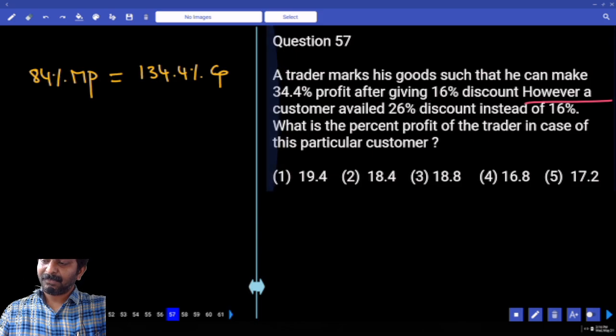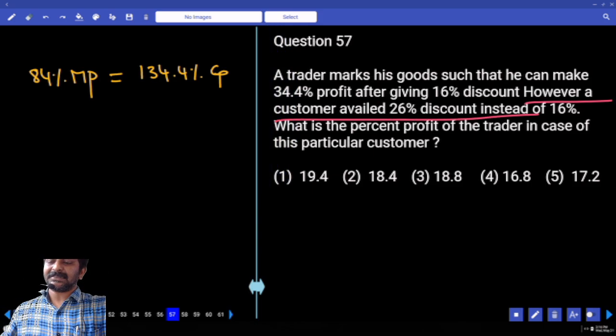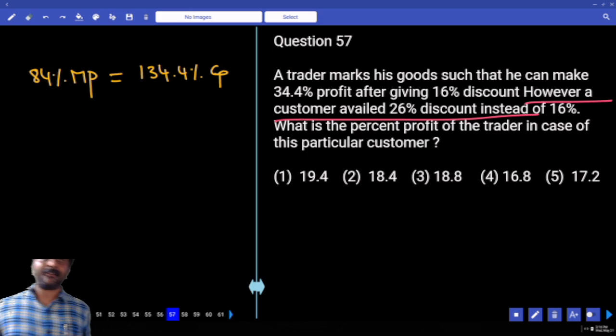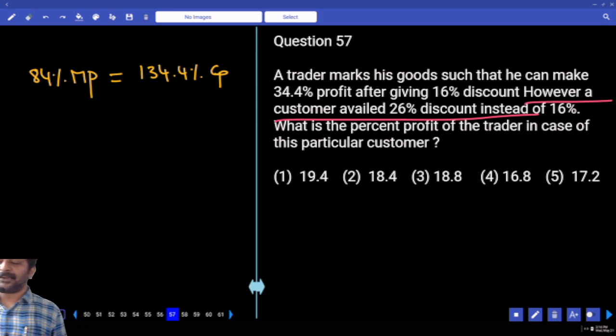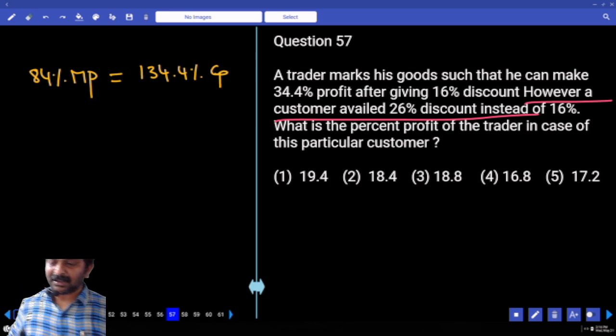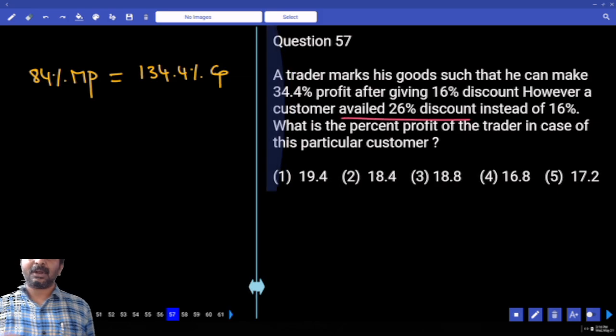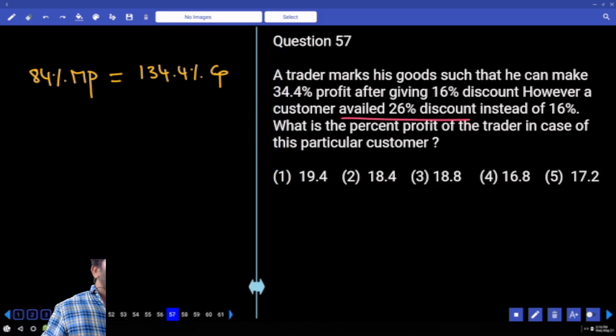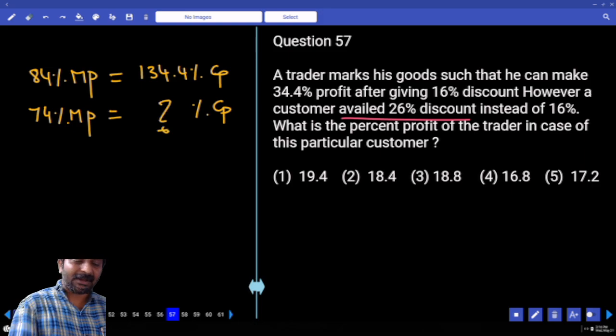Continue the question first. However, a customer availed 26% discount instead of 16%. What is the percentage of profit of the trader in case of this particular customer? Okay. In second case, what discount we are giving? If you give 26% discount, at what price you'll sell the item? 74% of market price is equal to what percentage of cost price? If you can calculate this number, we can answer the question.